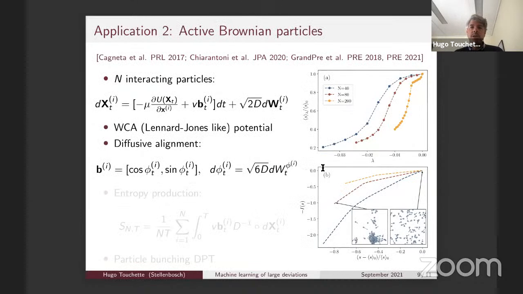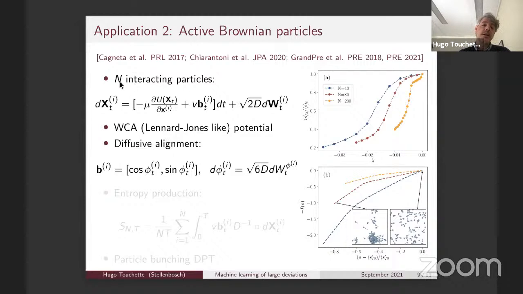For the second application, I'll just describe something more physical. This is something we've seen yesterday in some of the talks. This is a system of n interacting Brownian particles that are driven by a potential, which I'll take here to be a Weeks-Chandler-Andersen potential, so WCA potential, which is a bit like a Lennard-Jones potential. And then they're driven by some angular diffusive alignment, which makes them active. So you have a bunch of active Brownian particles.